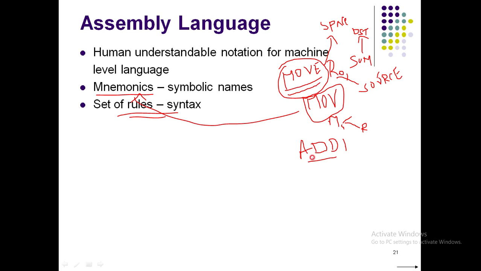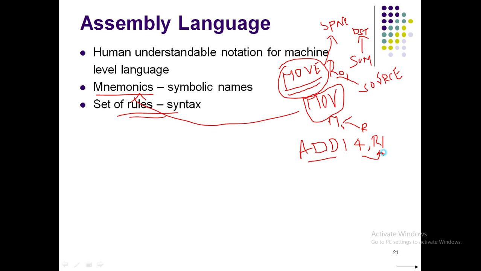So this becomes ADDI, where I is nothing but immediate. Addition, immediate. So if I want to do immediate addition, what will I write now? Say the number 4 comma R1. So what is happening here? We are adding an immediate constant value 4 to the register contents R1. That is nothing but adding this 4 to the register contents R1.